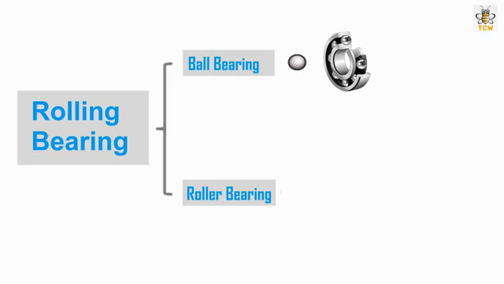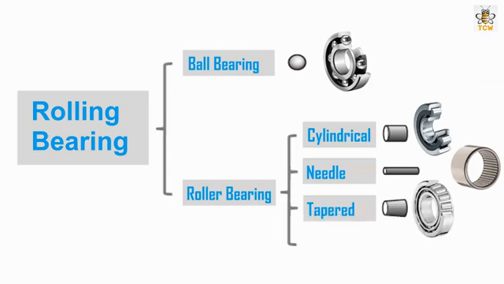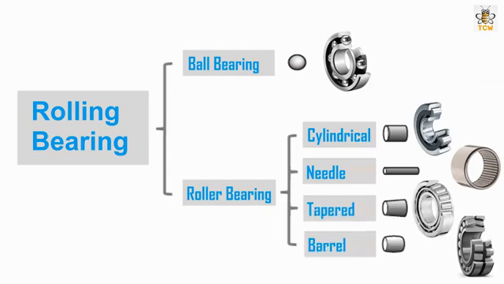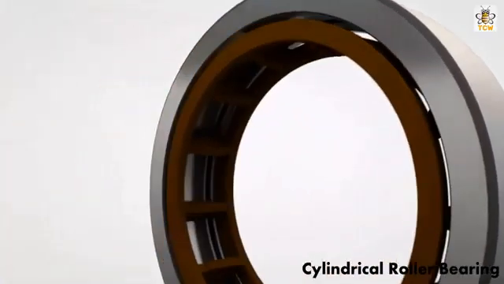Roller bearings are the bearings that use rolling elements in the form of cylindrical rollers, needle-shaped rollers, tapered rollers, and barrel-shaped rollers. Roller bearings are commonly used for shafts with medium to high loads and/or shafts that have low to medium rotational speeds. This is an example of a cylindrical roller bearing.